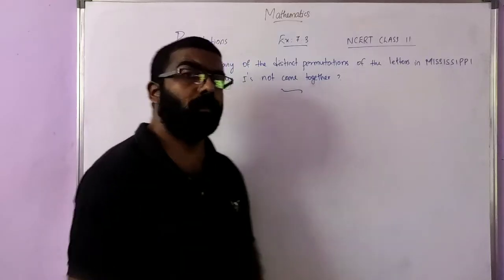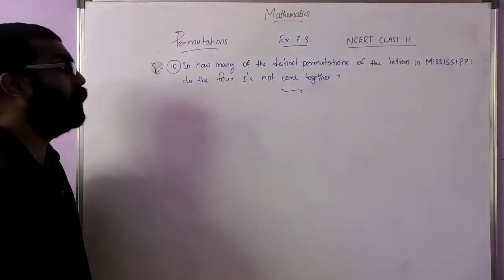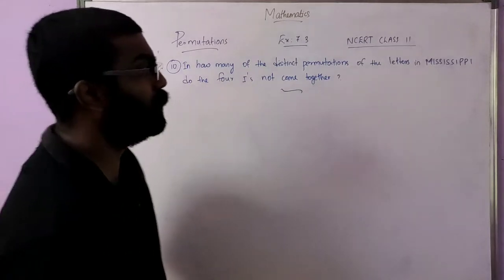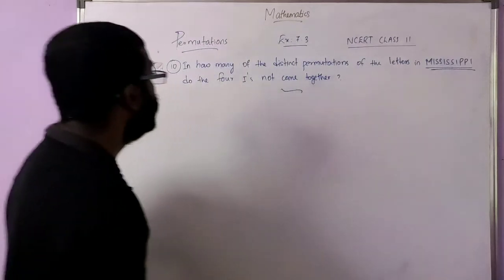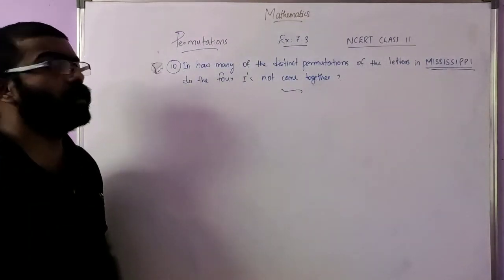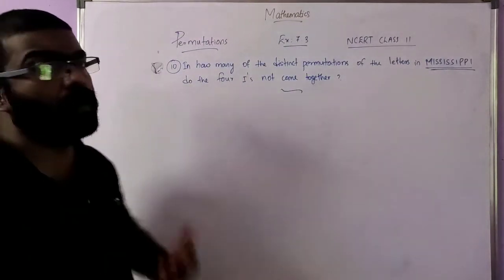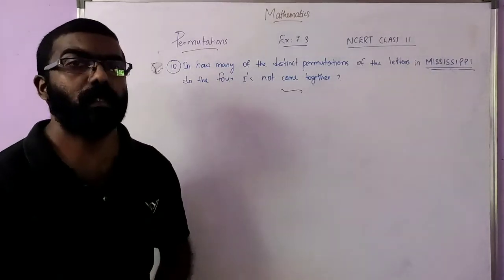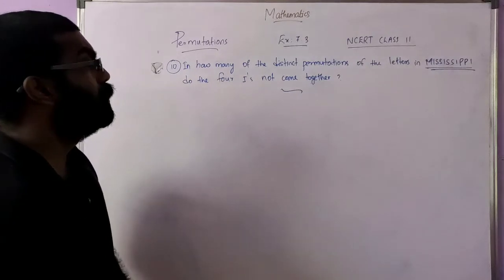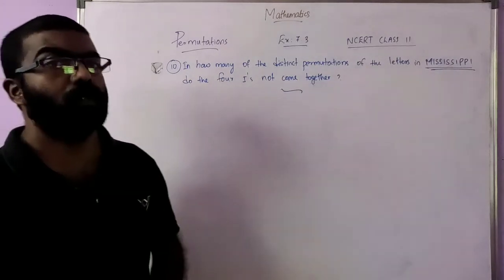Now we move on to question number 10. In how many of the distinct permutations of the letters in Mississippi do the 4 I's not come together? So now the important question. We have to find the number of distinct permutations in which the 4 I's do not come together.